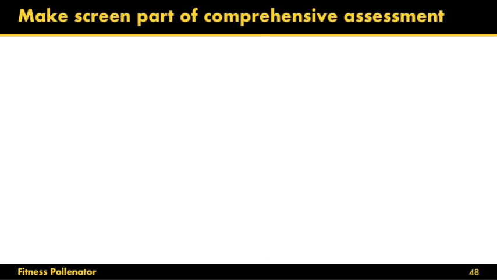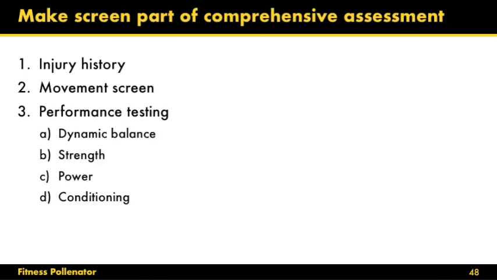So if you remember back to what I said about how unloaded movements don't guarantee that loaded movement will also look good, we want to be looking at loaded movement too. So in addition to just the movement screen, we're also going to be, as part of our assessment process, asking about injury history and performance testing. Whereas the movement screen looks at their qualitative movement, the performance testing looks at their objective or quantitative measurements. In particular, we'll be looking at dynamic balance, strength, power, and conditioning.